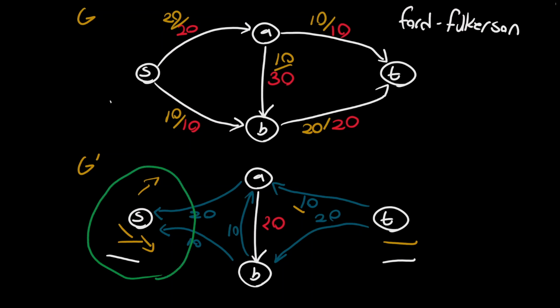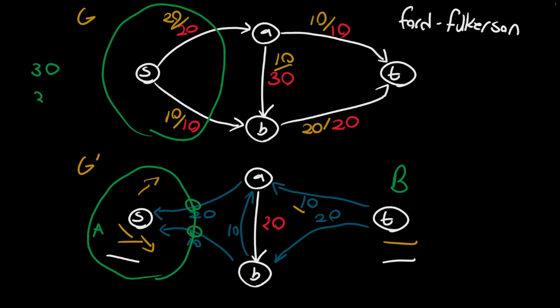And this cut right here, so if we have an S-T cut where this is A and this is B, the min cut here is this. So this is the partition of anything reachable from S to A. So here, our min cut is this 30, and this 30 is also our max flow. So our max flow here is 30, and our min cut here is 30.